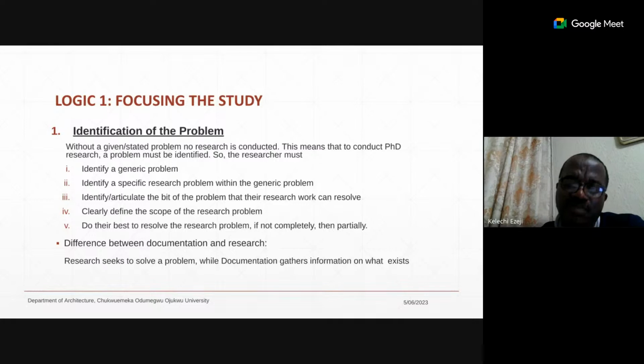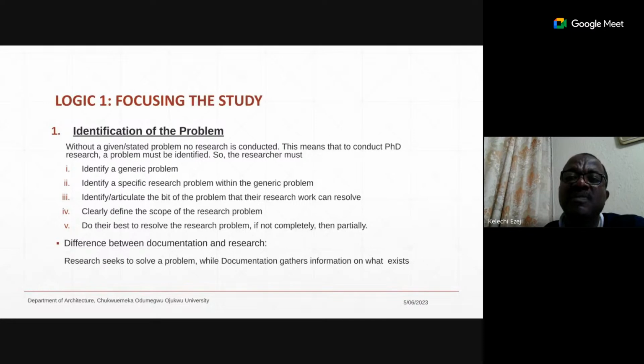So we noted that and we gave a brief description of what it means to identify a problem, from a generic one to a specific research one that we hope and articulate to resolve through our own particular research, because we define the particular scope of the problem and then do our best to resolve it. This issue comes up many times when we make corrections in the work: if you don't clarify the problem, then research is not said to be done. It is about solving problems.